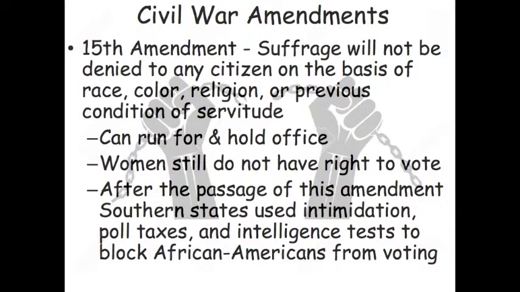Sorry, ladies, we still were backward and hadn't reached the point where we expanded suffrage to women. That'll come in 1920 with the 19th Amendment. But also, unfortunately, even though the 15th Amendment said that suffrage could not be denied to anybody on the basis of their race, we'll see that many states still used intimidation, poll taxes, intelligence testing, and many moves to try to block African Americans and people from other races from enjoying their full suffrage or voting rights.